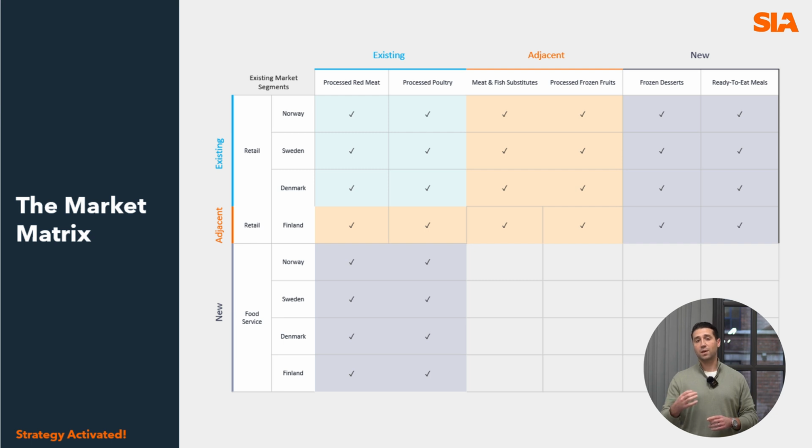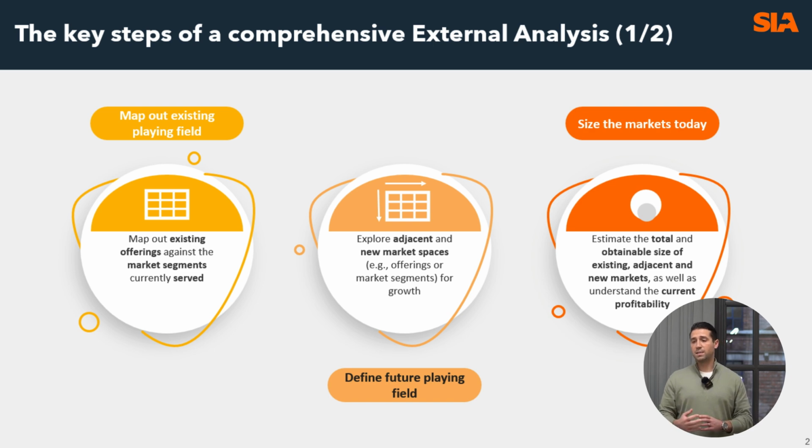So let's go take a look at the key components of external analysis and then we'll hone in on those two today. Within the external analysis, we map out the playing field. We just looked at that. We also define our future playing field. Are there areas where we potentially could go and play where we're not present today, either in terms of adjacencies or entirely new sections? And then we size the market. We'll be deep diving on that in just a moment.